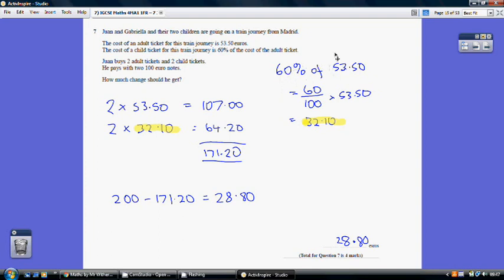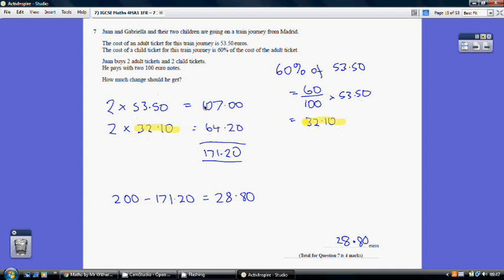I mean, that's fine if that's the only way you know how to do it, but 60% is 60 out of 100, which is 0.6. So to work out 60%, you simply need to do 0.6 times 53.5, giving you a child ticket price of €32.10. So we're buying 2 of these, so 2 lots of 32.10 is 64.20.